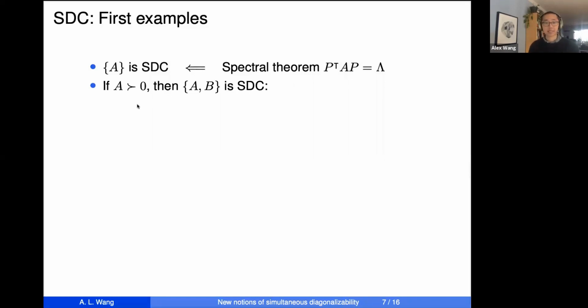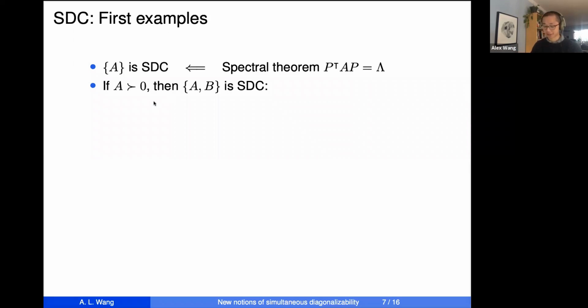So I claim that if A is positive definite, then the pair A and B is always SDC. I'll prove this for you in a second. It's not obvious. Perhaps it's obvious from the theorem statement, but a priori it's not obvious. The main reason I wanted to show you this example is to emphasize that if you assume that P is going to be orthogonal, as opposed to just simply invertible, then the SDC property would never hold. Somehow the invertibility is much weaker than orthogonality. What do I mean by this?